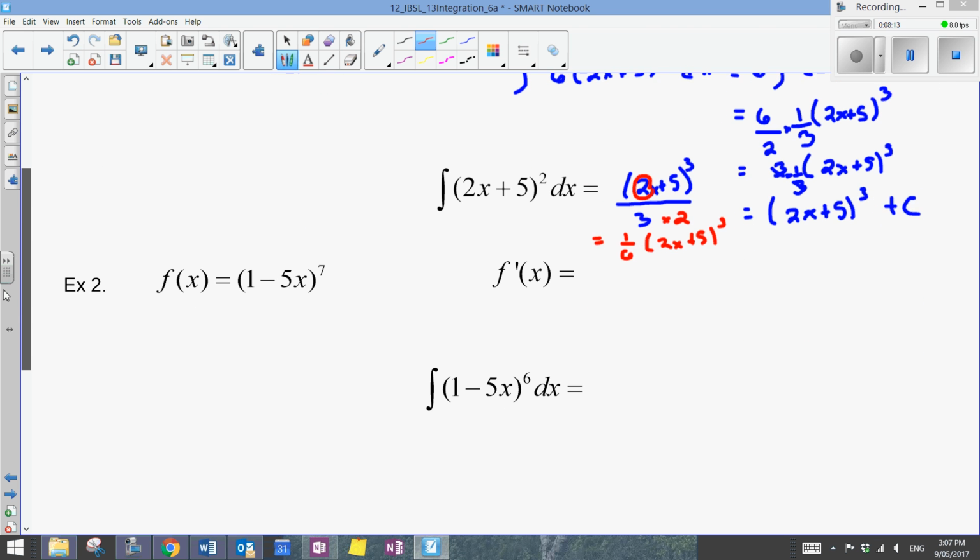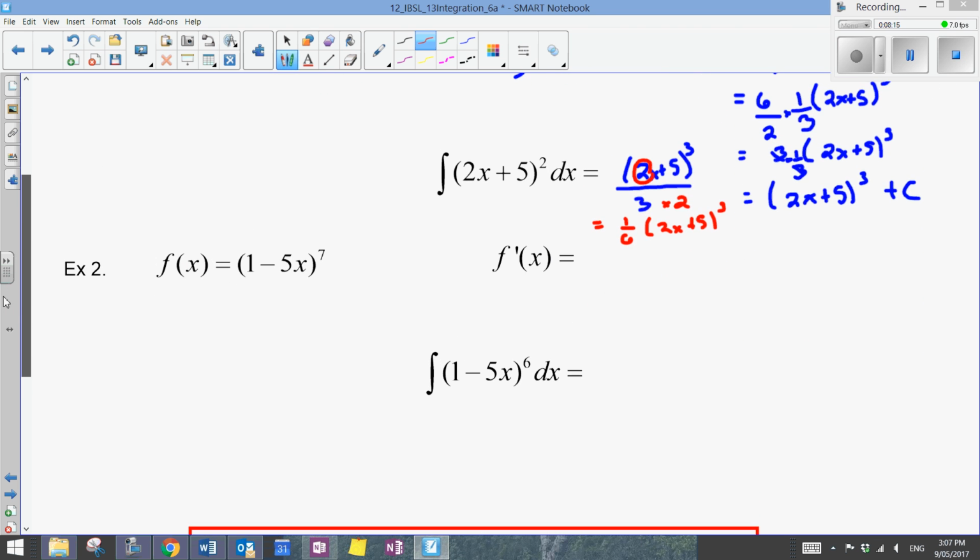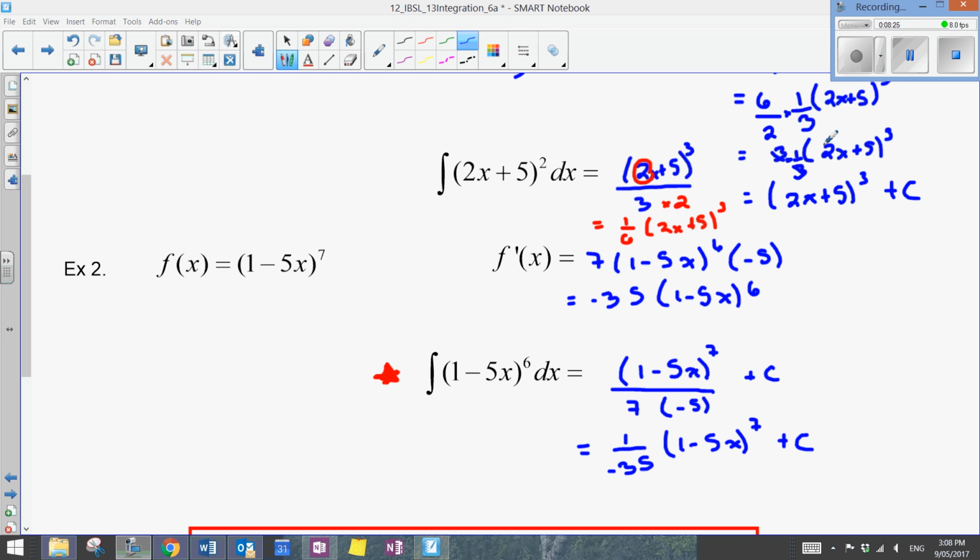Let's take a look at the second example here. You can try this one on your own and see what you would get with this integral. Take a moment and pause the video. All right, go ahead and check to see how you did. If we took the derivative, you would wind up with negative 35, because of the 7 times the minus 5, which is the derivative of the inside. So now when I work backwards, I'd be dividing by that negative 35 and adding 1 to the exponent.